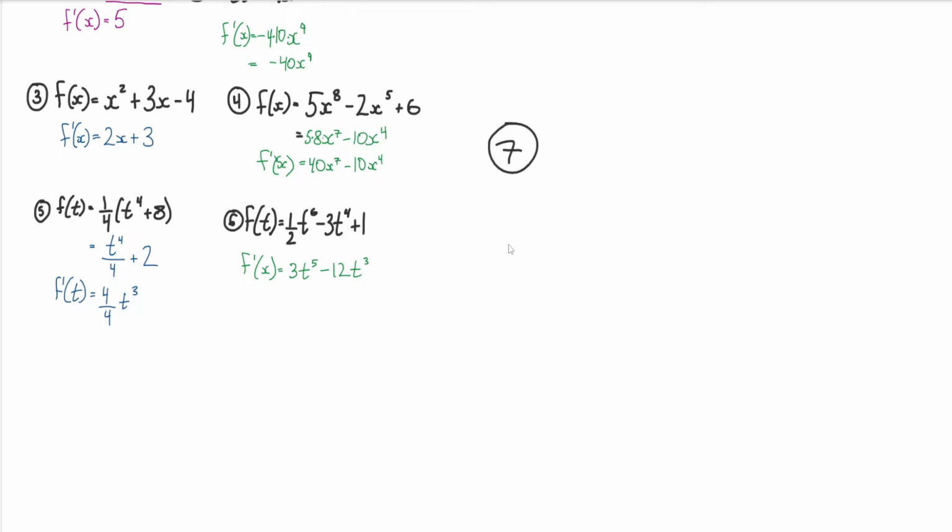7 is y is equal to x to the negative 2 over 5. Okay, let's do it. So the rule is the same, right? y prime is going to be negative 2 over 5 x. Now we have to subtract 1 from that, right? Is the rule. When we take the derivative, we take the constant exponent, we subtract 1. So that's actually going to be minus 7 over 5 now.